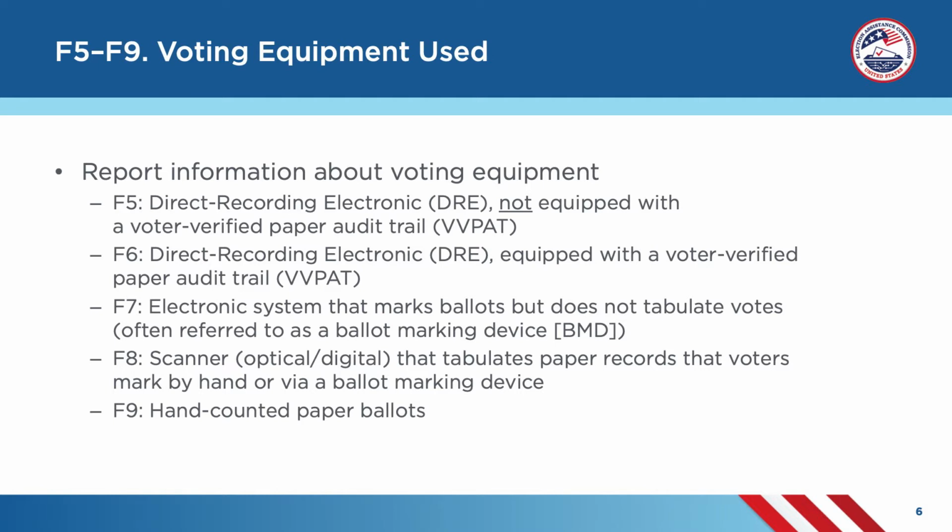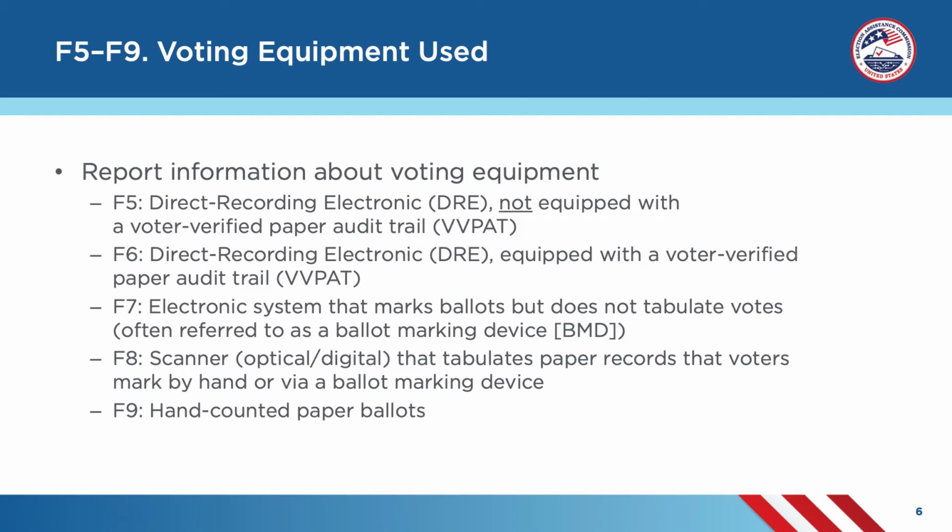There are also electronic voting devices that are similar to a DRE with VVPAT, but they merely mark a ballot and do not tabulate votes. These devices are commonly referred to as ballot marking devices, or BMDs. The paper records produced by these systems can be tabulated by hand or in conjunction with a scanner. You'll report on ballot marking devices in F7.